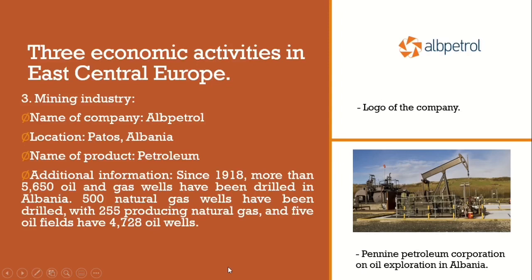Additional information: since 1918, more than 5,650 oil and gas wells have been drilled in Albania. Natural gas wells have been drilled, with 255 producing natural gas, and 5 oil fields which have 4,728 oil wells. So from the information given, since 1918 there have been more than 5,600 oil and gas wells. It has been more than 102 years now, so there might be more than 6,000 wells drilled. So we can learn that Albania is a country filled with petroleum.